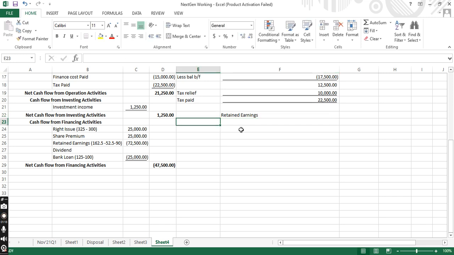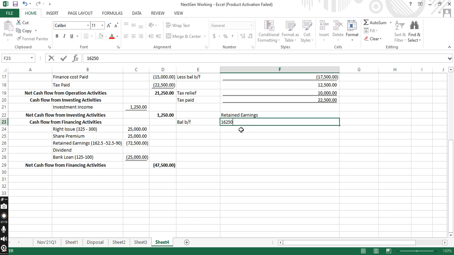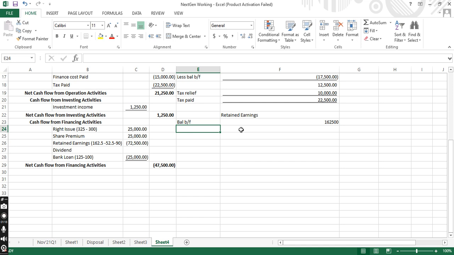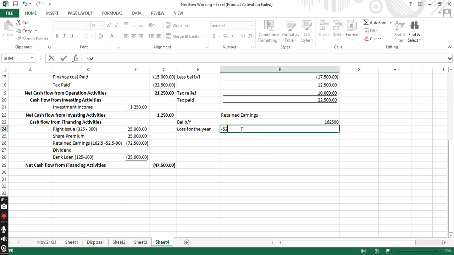What's the balance brought forward? 162,500. 162,500, right? Then loss for the year. If I have a profit for the year, I will add it to it, right? But here I have a loss for the year, which is how much?